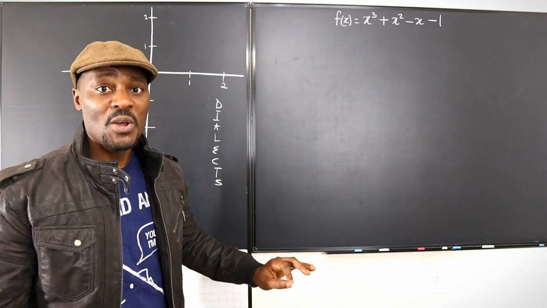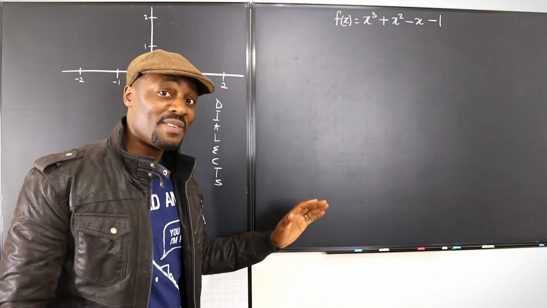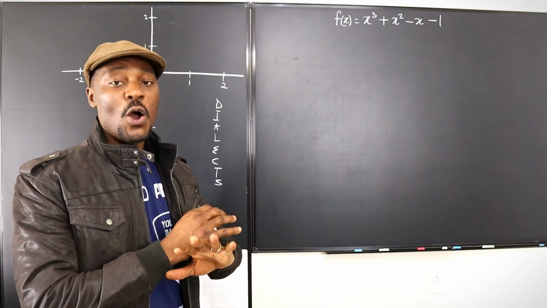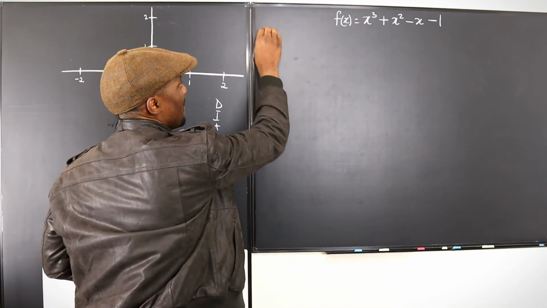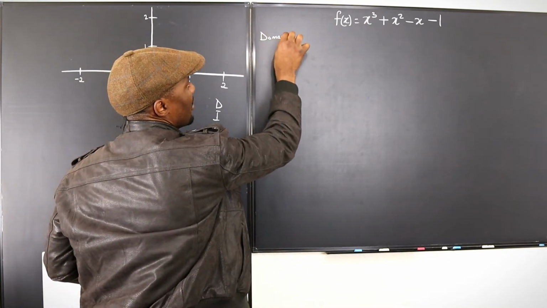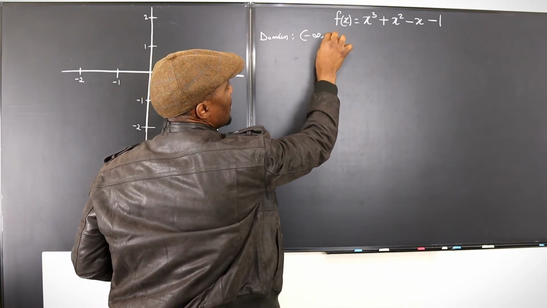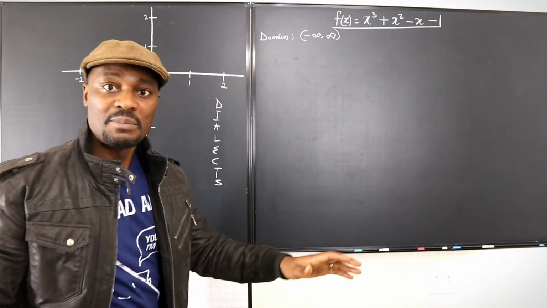The good thing about polynomials is that the domain of any polynomial is from negative infinity to positive infinity. No vertical asymptotes, no horizontal asymptotes. That's why I said it's easy. So D, domain is from negative infinity to infinity. See? The first task is complete.